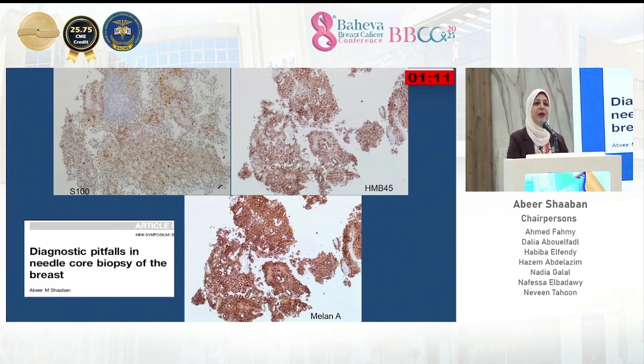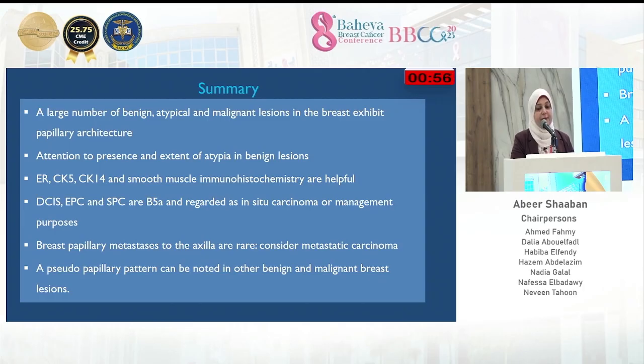In retrospect, the surgeon told us, oh yes, she had actually had a melanoma excised a few years ago. So think of the unthinkable. There are things that can actually look papillary when they are not generally papillary.